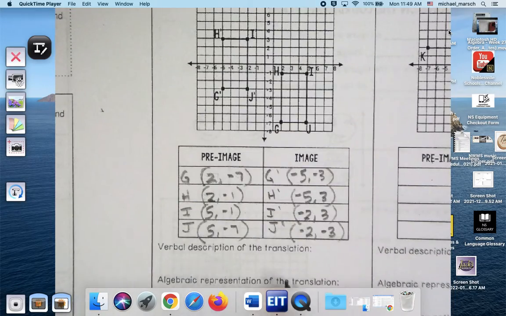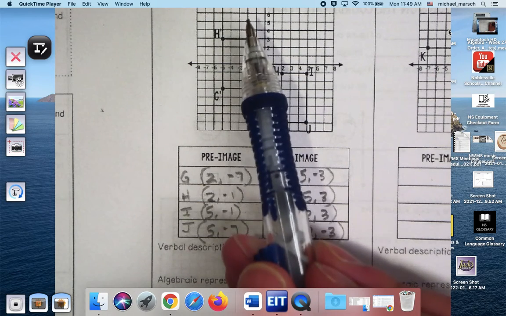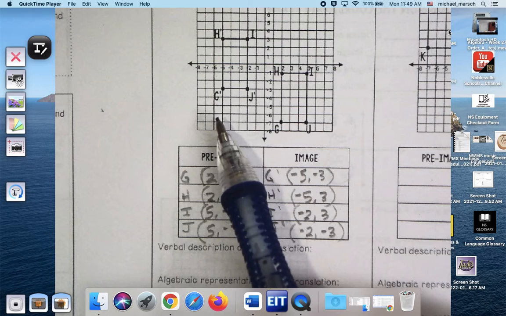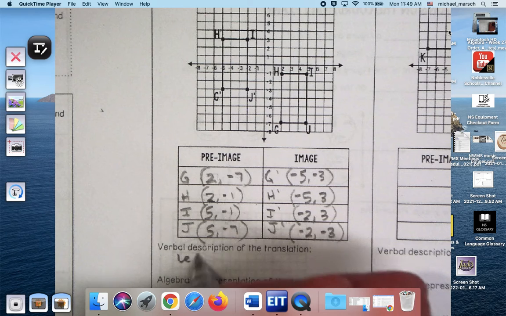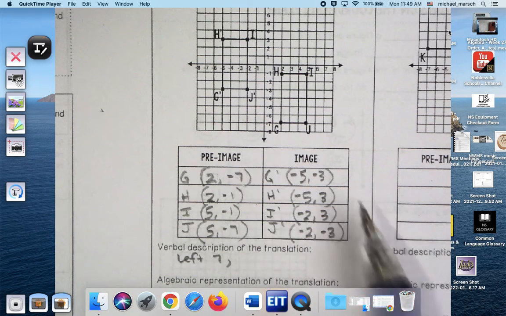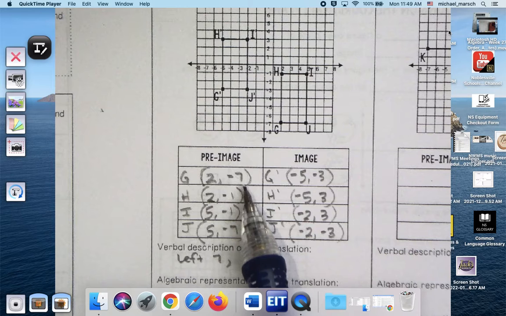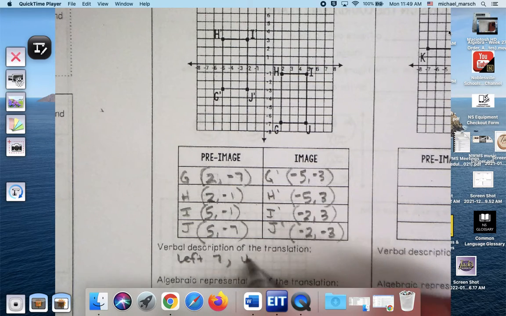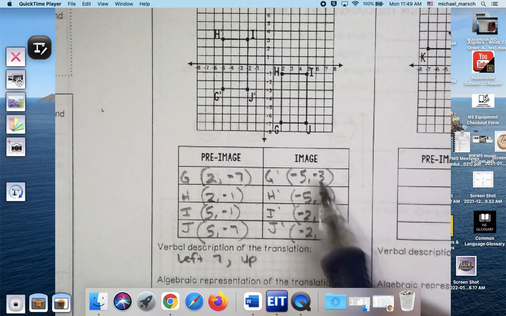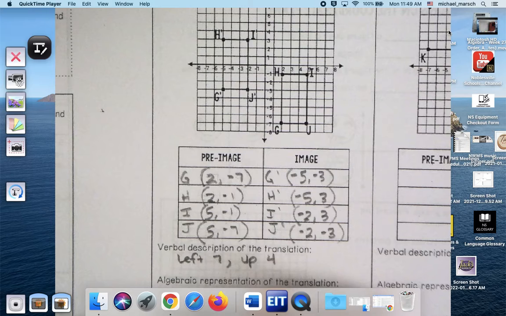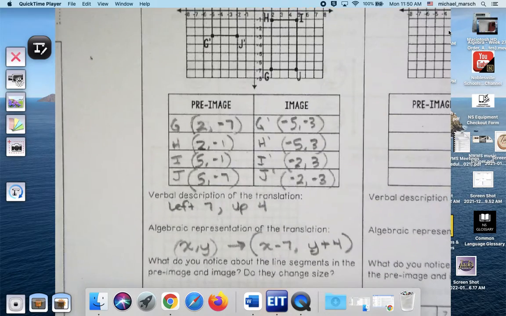Okay, so the verbal description, we went left and up. How many units left did we go? How do I get from 2 to -5? Minus 7. Left 7. And how do I get from -7 to -3? Plus 4. Up 4. So algebraically, if I start out with my x and y, if I subtract 7 from every x and add 4 to every y, that gets me to my next point.